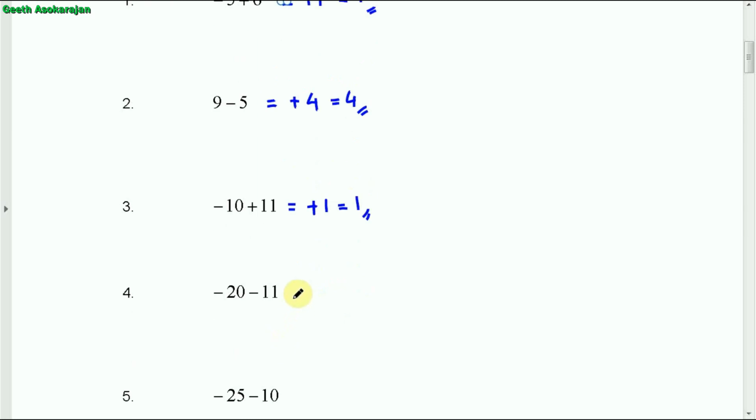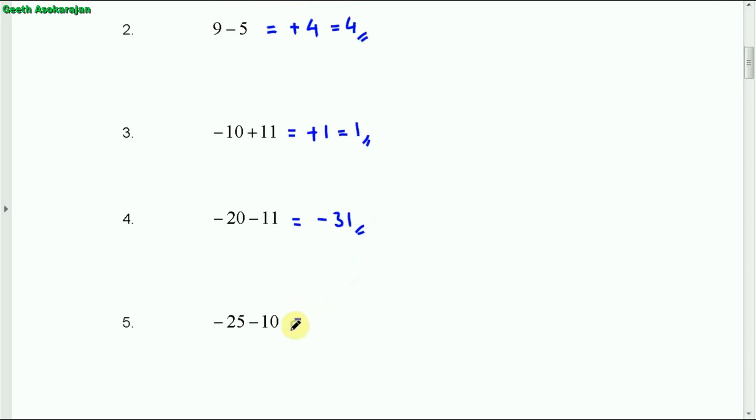Now remember, in the case of number 4, these two numbers have the same signs. I have a minus in front of the 20, and a minus in front of the 11. So if we have two numbers of the same sign, add the numbers. 20 plus 11 is 31, and write the sign in front. The common sign is minus, so put that minus in front.